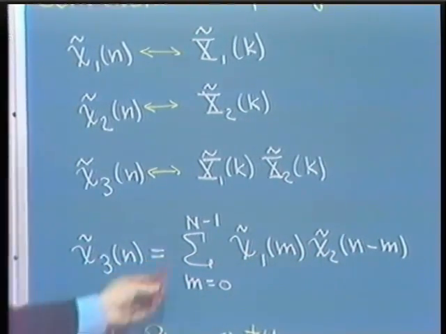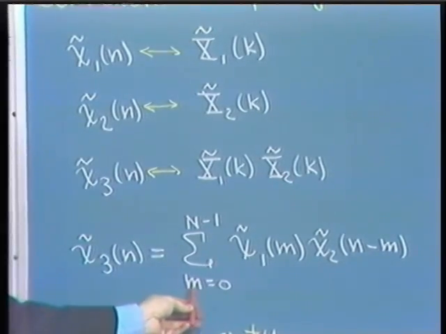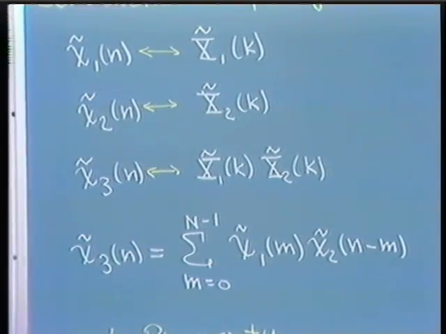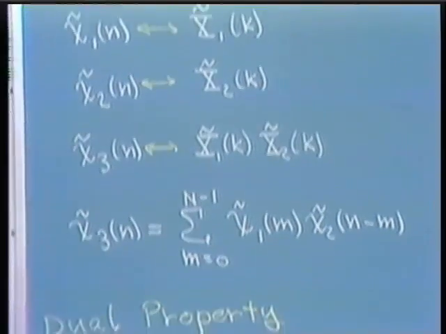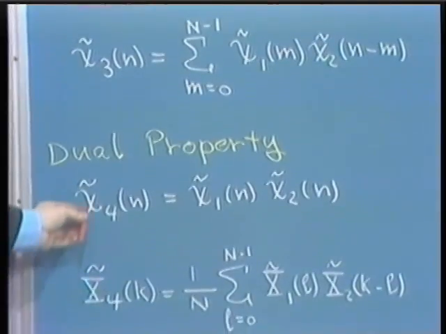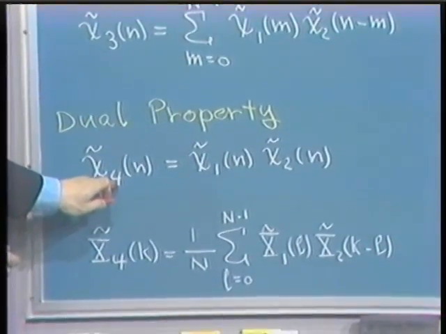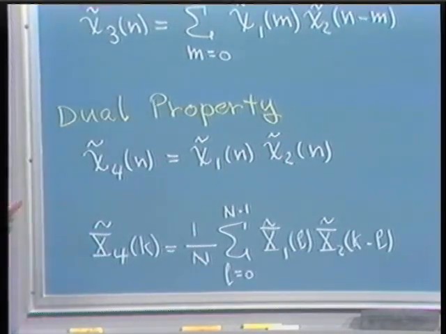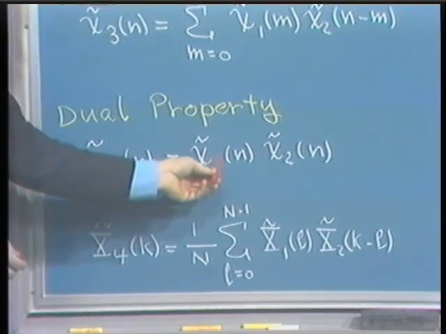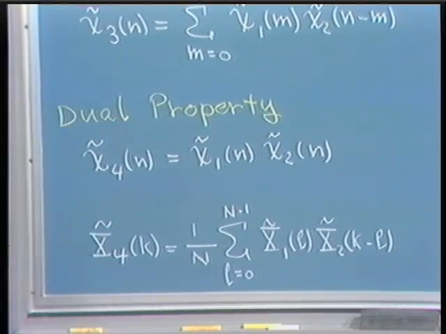Here we have, as the limits on the sum, 0 to capital N minus 1. The summation is carried out only over one period. We have also a dual property. In other words, the property that relates the Fourier series coefficients of the product of two sequences to the Fourier series coefficients of the individual sequences.